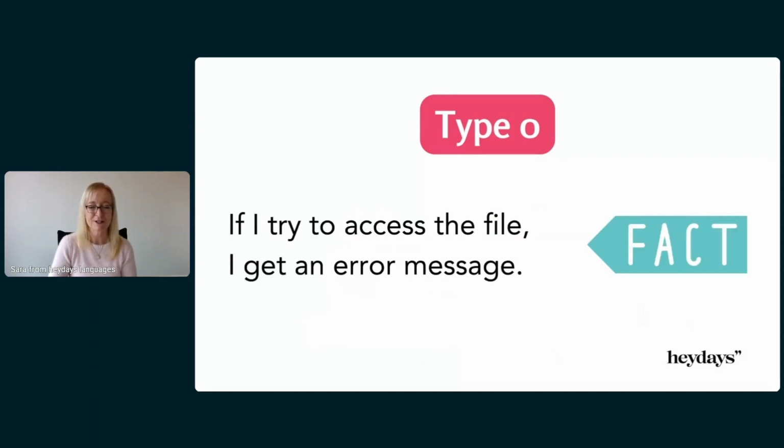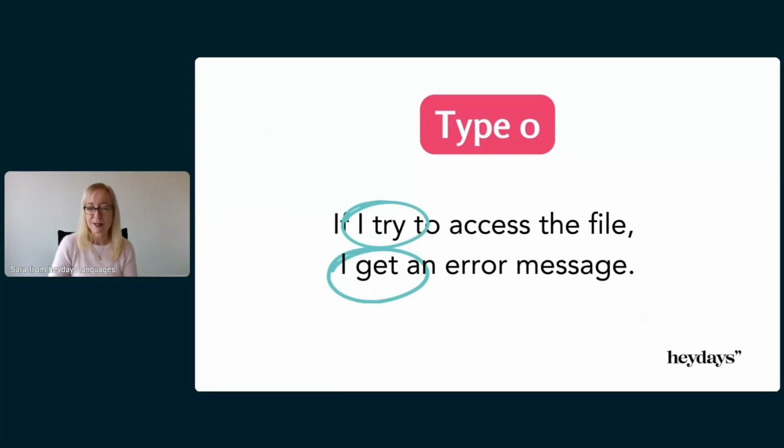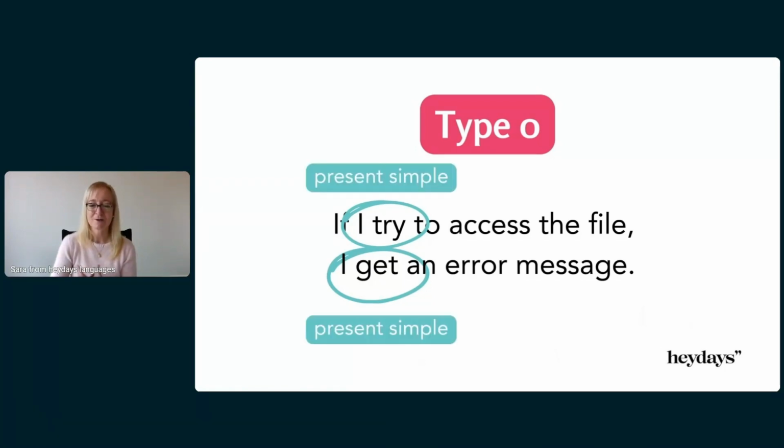Okay, let's have a look at another example. If I try to access the file, I get an error message. Okay, another fact. That is what happens when I do this. Okay, let's have a look at the grammar. If I try, of course, that's a simple present, isn't it? And the verb to get, I get an error message. So once again, if, simple present in the first clause, present simple in the second clause.